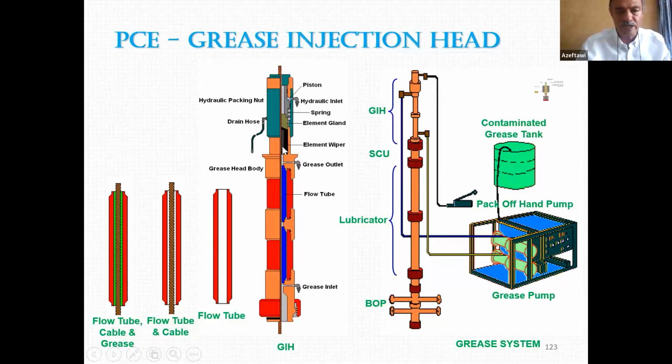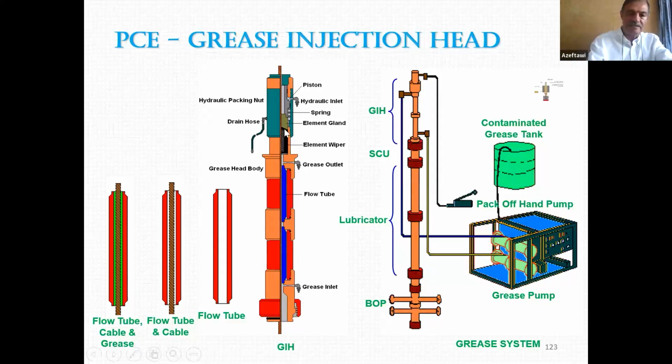And then we have here what we call the element wiper. This element wiper, which is the rubber element, has the function, while pulling out of the hole, of cleaning the braided line. So it is full of grease, and we need to clean it. The element wiper is in contact with the E-line or braided line, so while pulling out of the hole, it cleans it from grease.